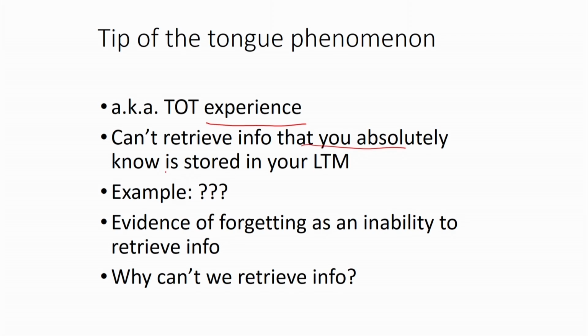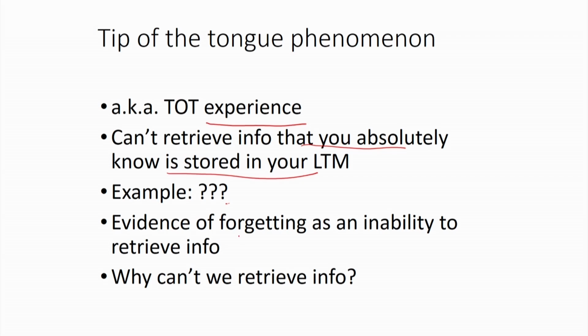You cannot retrieve information that you absolutely know is stored in your memory, because you know the first name of this actress, you know whom she worked with, a lot of information, which basically means that the name is also stored somewhere, but you are not able to retrieve it. That is an example I have given. So, this is evidence of forgetting as an inability to retrieve information. Why can't we retrieve information? That is what we are going to see.